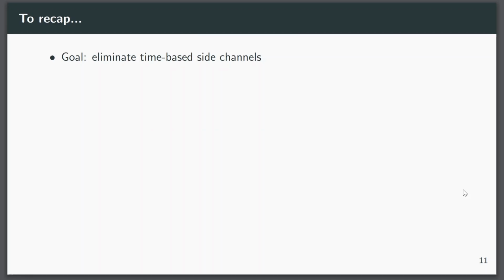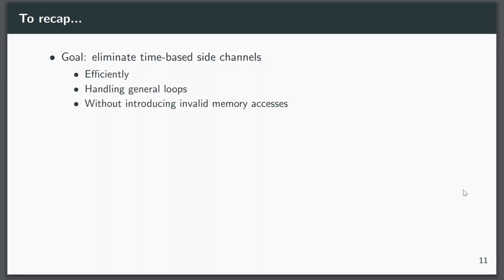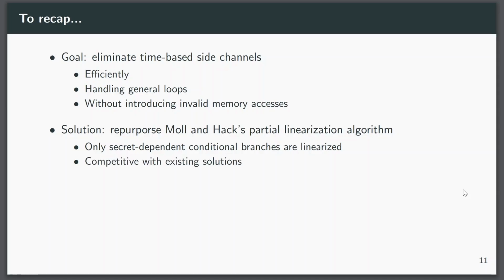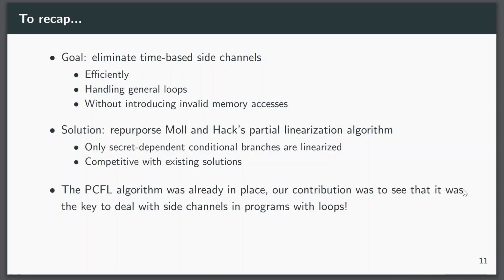Just to recap, the goal of this project was to come up with a transformation that eliminates time-based side channels efficiently and handles general loops, and a transformation that is memory safe. And the solution that we came up with was to adapt Moll and Hack's partial linearization algorithm, which is an optimal algorithm in the sense that only secret-dependent conditional branches are linearized, and our implementation is compatible with existing solutions. And the main thing here is that this partial control flow linearization algorithm was already in place.